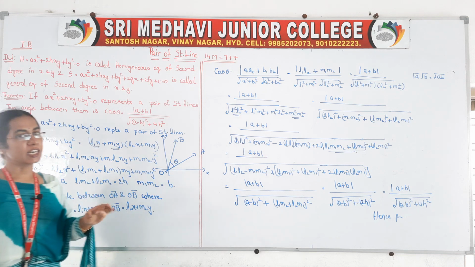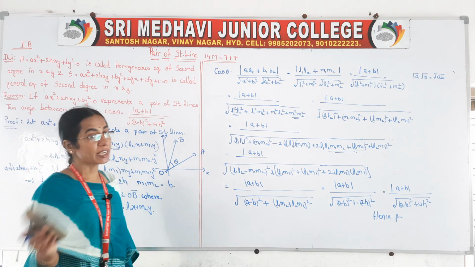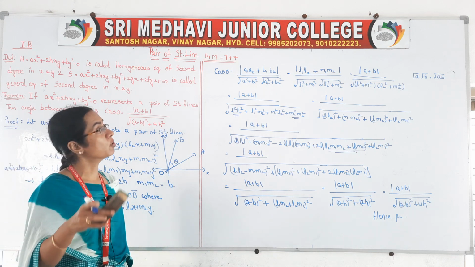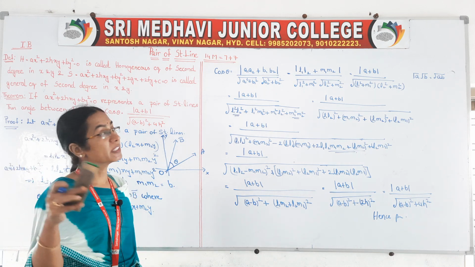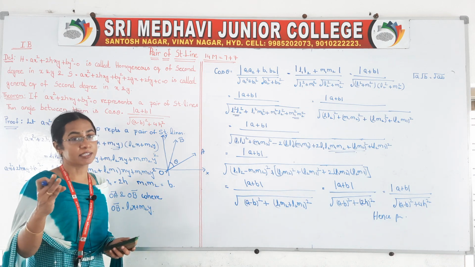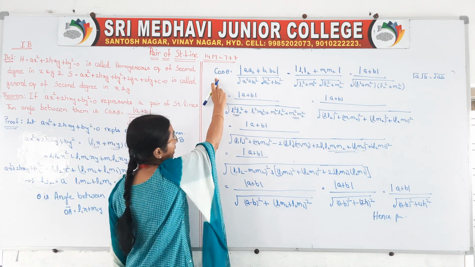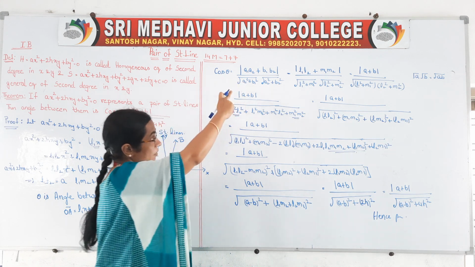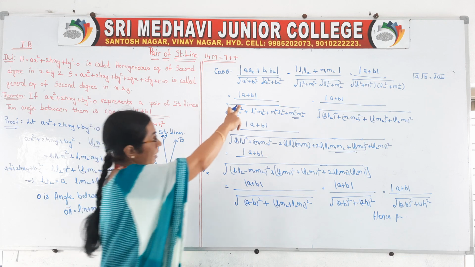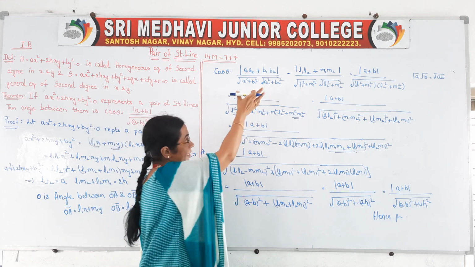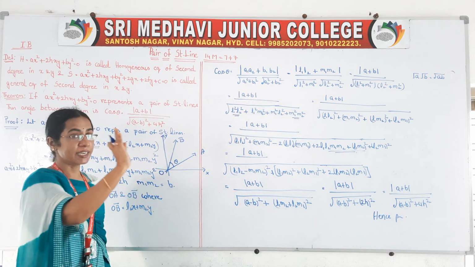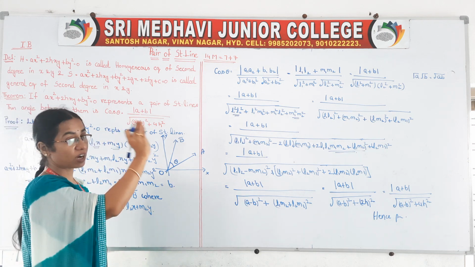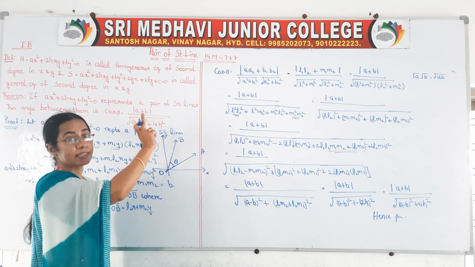Now from straight lines, go to your straight lines chapter. When two lines are there, A1x plus B1y plus C1 is equal to 0, A2x plus B2y plus C2 is equal to 0, then to find the angle we use this formula: cos theta is equal to modulus of A1 A2 plus B1 B2 by root of this into this. It is a formula from straight lines. When two lines are there, if we want to find the angle between two lines, we have to use that formula.